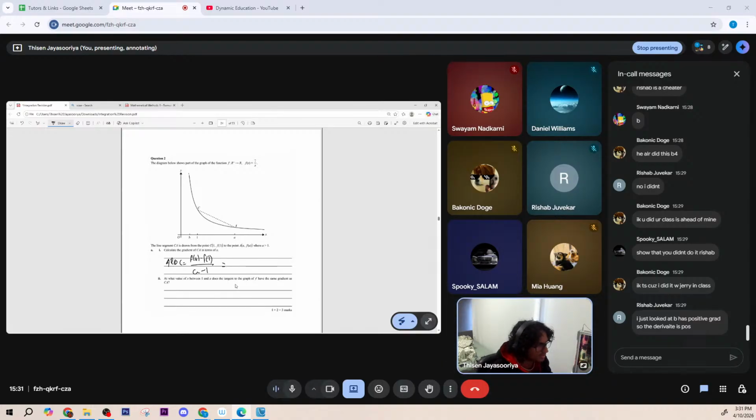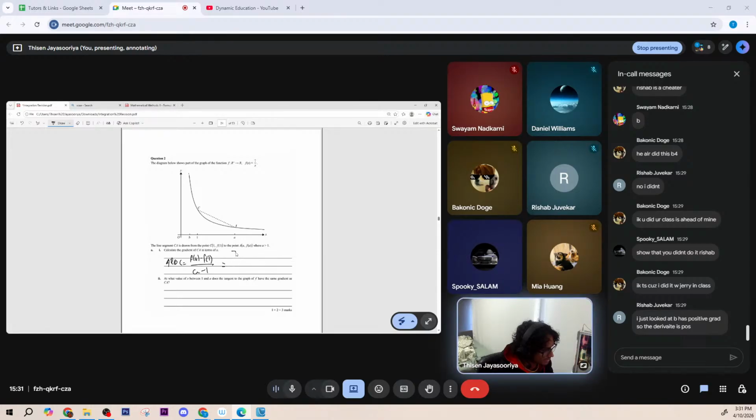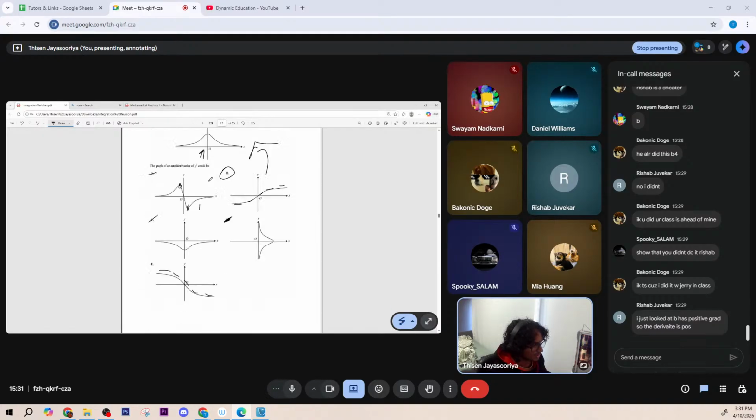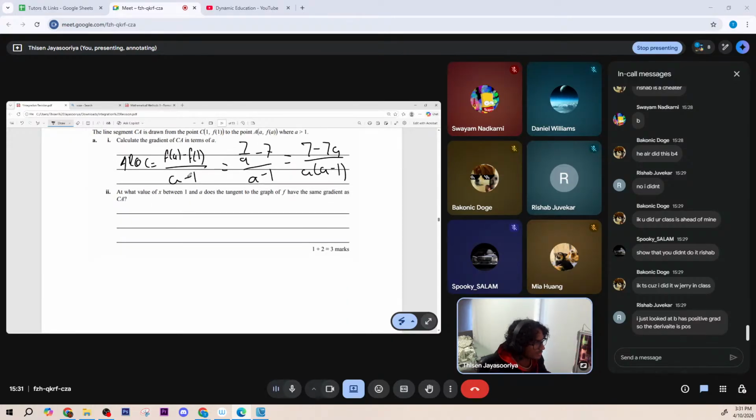So if we simplify that, what do we get? f of a take away 7 on a minus 1. So we get 7 on a take away 7 over a minus 1, which if we simplify is just 7 take away 7a over a brackets a minus 1. Now, this is an exam too, so I don't expect you to do this by hand, but that's the first part done by hand. You can do that first part pretty quickly.